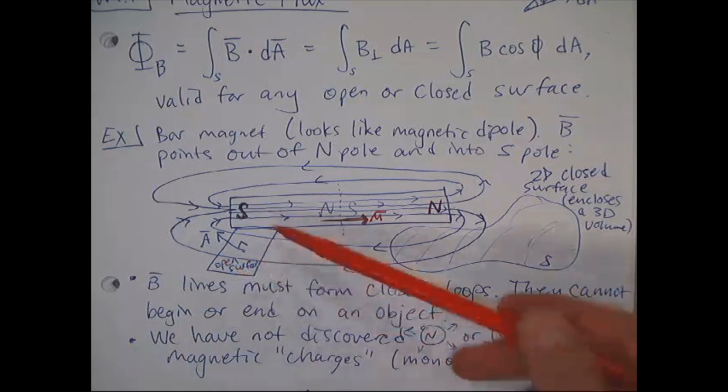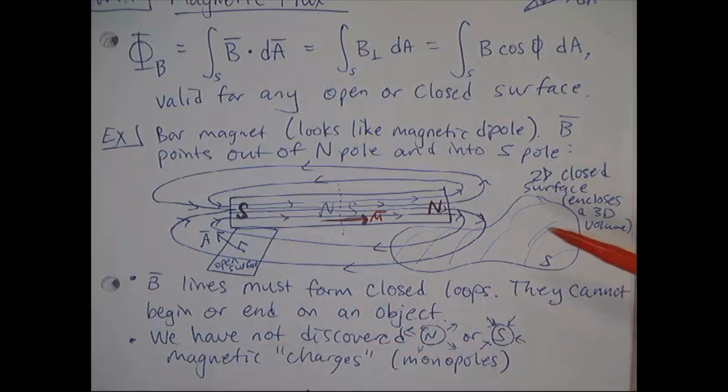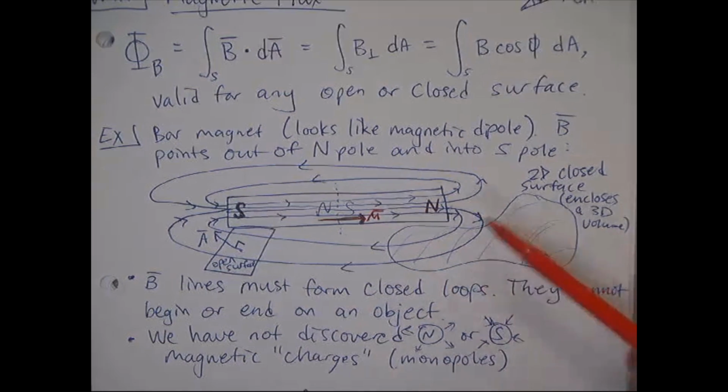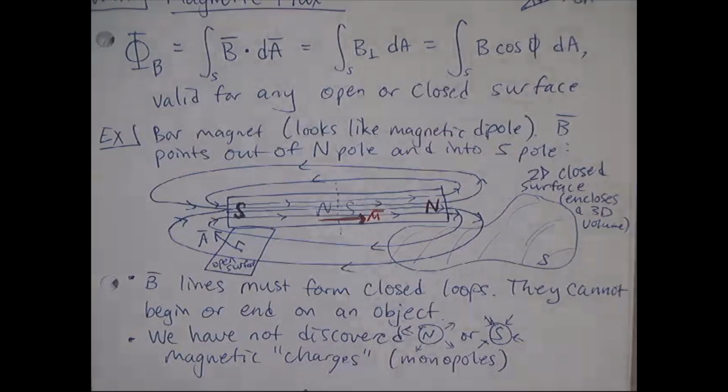We can calculate flux through an open surface, fine. We can also calculate flux through a closed surface, a two-dimensional surface that encloses a three-dimensional volume, just like we did with Gauss's law. Now, because there are not, in this course, any magnetic charges, what would Gauss's law look like for this closed surface, S?